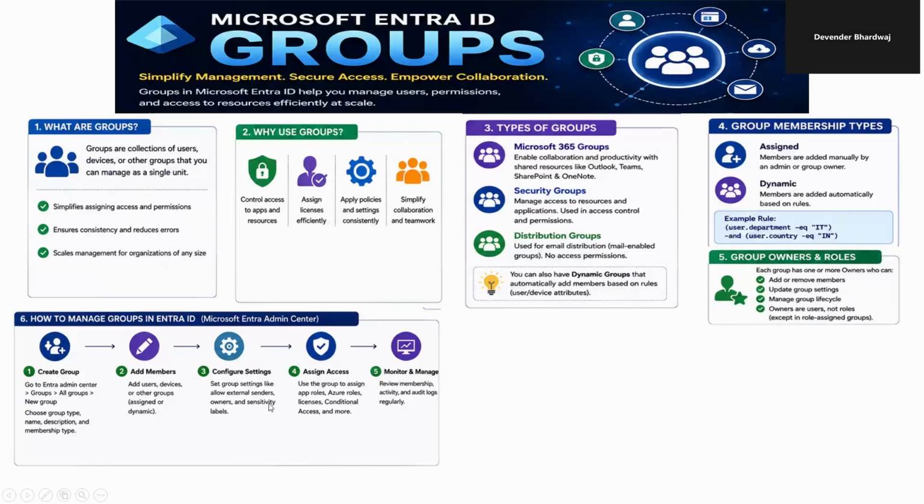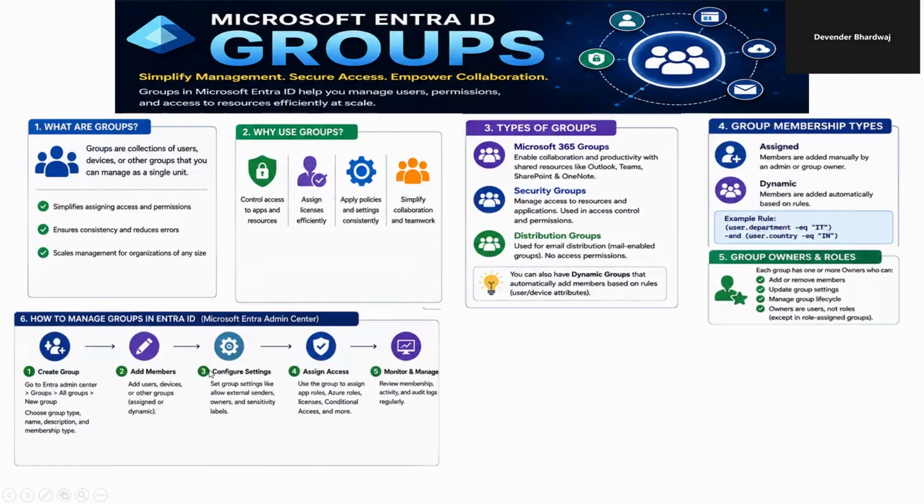This is the life cycle of a group, how to manage a group in Entra ID. Create a group, add members. When we are talking about adding members, the membership can be assigned or dynamic. Configure settings, set group settings like allow external senders, owners, or sensitivity labels. Assign access, use the group to assign app role, Azure role, licenses, conditional access, or something, and monitor and manage. Review the membership activities and audit log regularly.